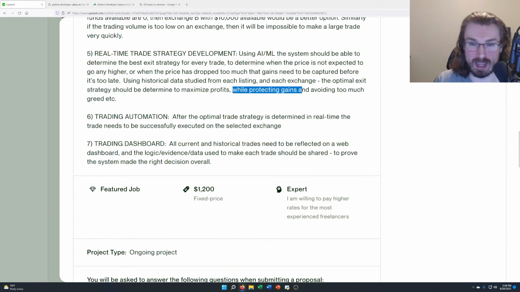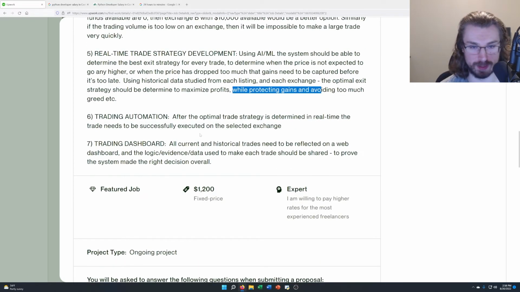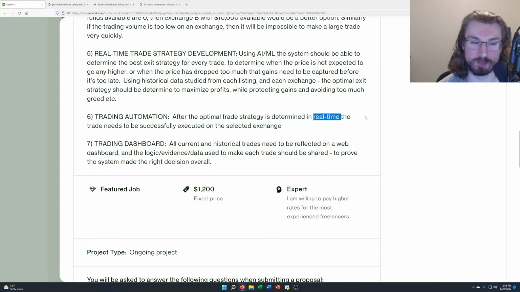So while protecting gains and avoiding too much greed, etc. Trading automation. After the optimal trade strategy is determined in real time, not even near real time. Real time. Surprised that they didn't quantify that for us. How long does it take for the trade prediction to occur from the moment the IPO was made? The trade needs to be successfully executed on the selected exchange.